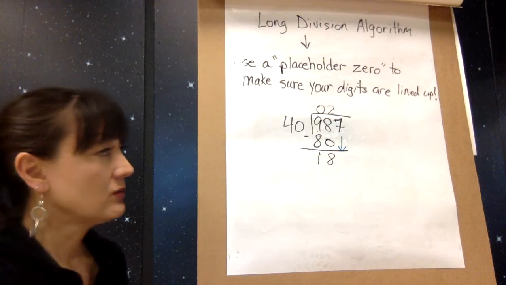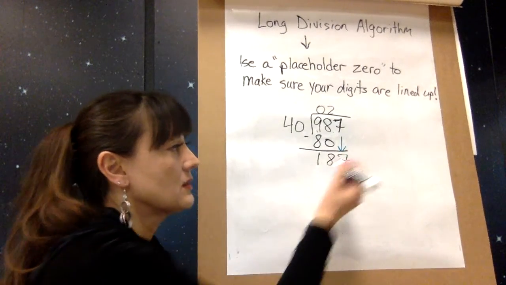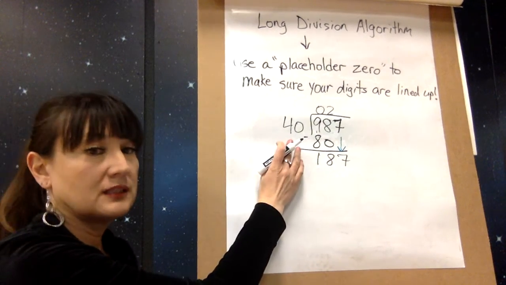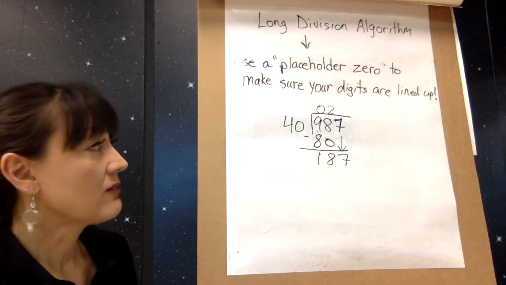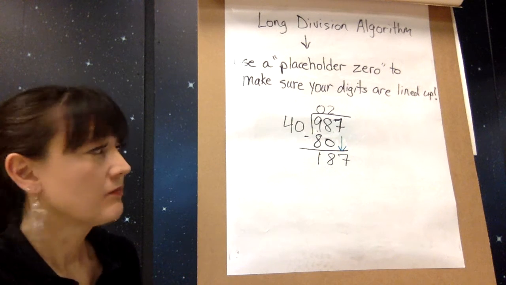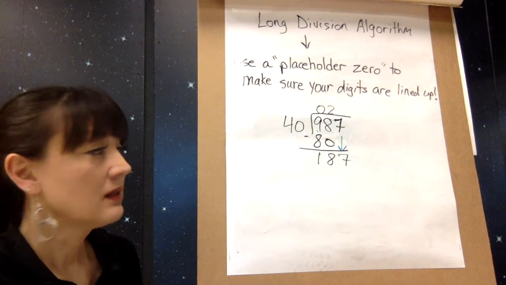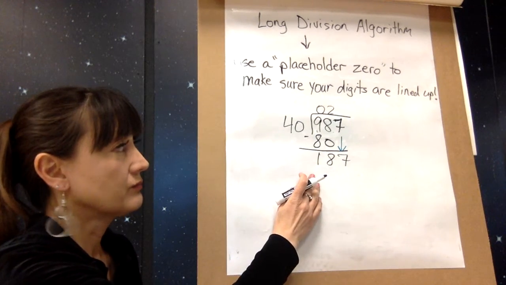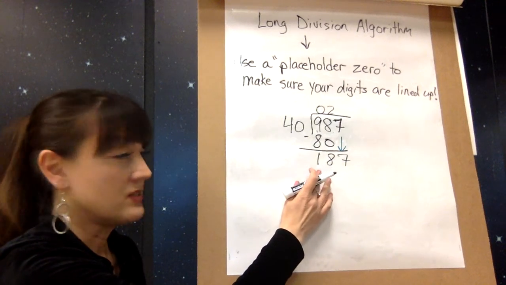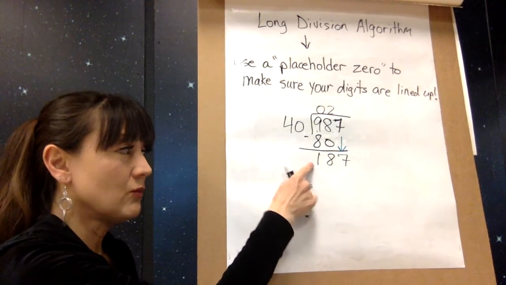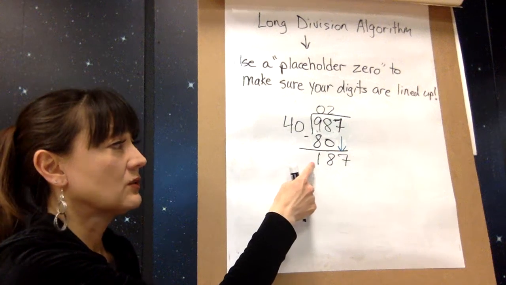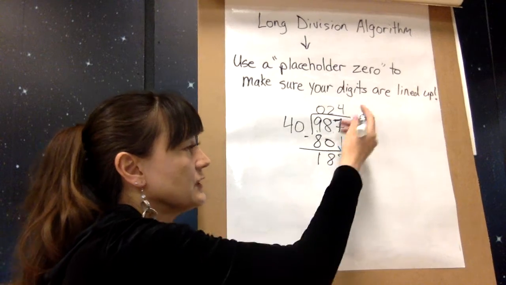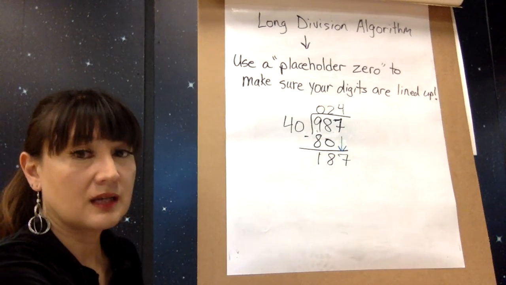And so now my new number that I need to divide is 187. And so again, since 40 is such a nice, easy number, I know that 4 times 3 is 120, and 4 times 4 is 160, and 4 times 5 is 200. So 4 times 5 won't fit in that number here. And so I'm going to go ahead and place a 4 over the 7 just to make sure our digits are nice and lined up there.